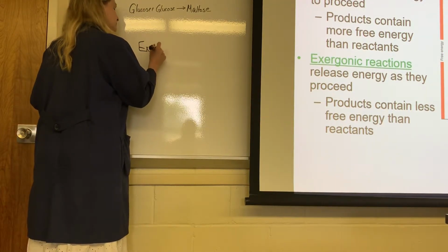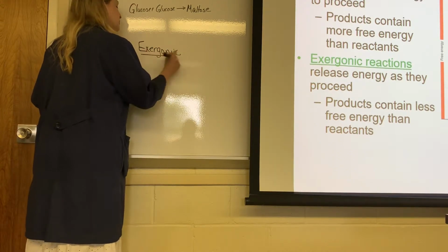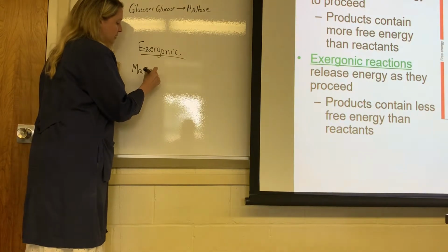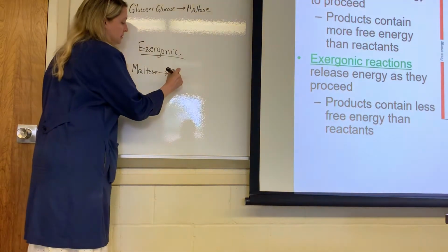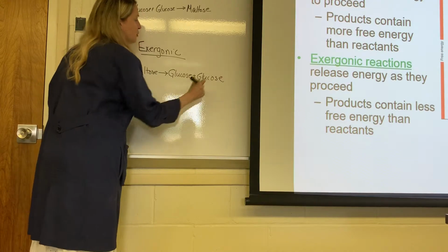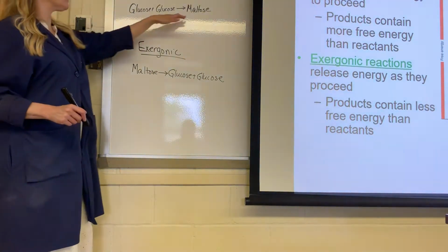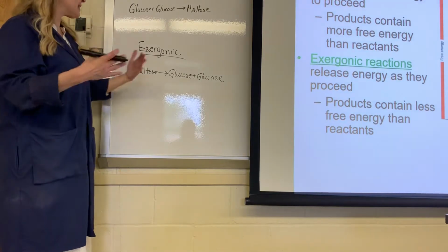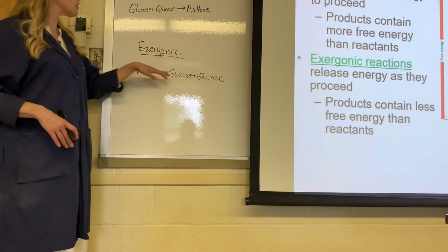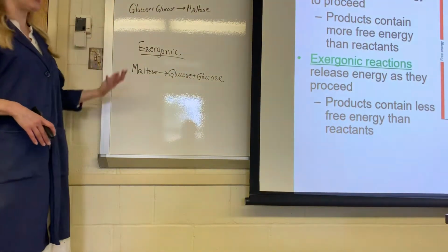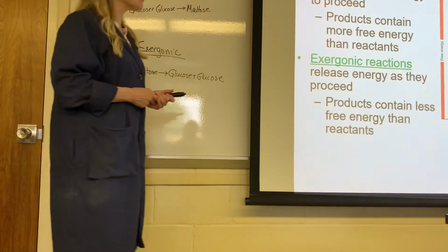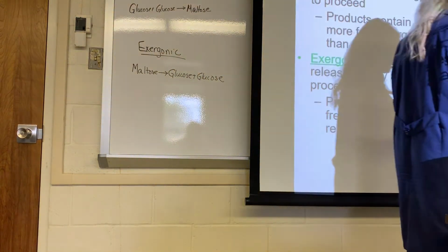On the other hand, exergonic reactions are those where the product that's produced has less energy than the reactant. So, if you want to think of it, endo means to put into. You're putting energy into your product. Exo means it's exiting. You're losing energy in your products. So if you take maltose and you go glucose and glucose, that's an exergonic reaction. So these are coupled because they do tend to happen together.